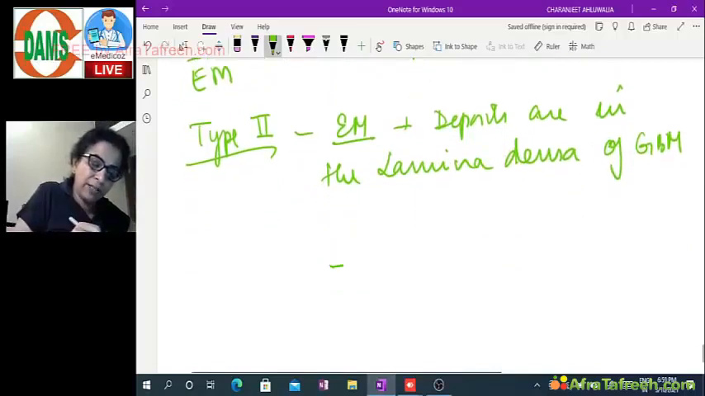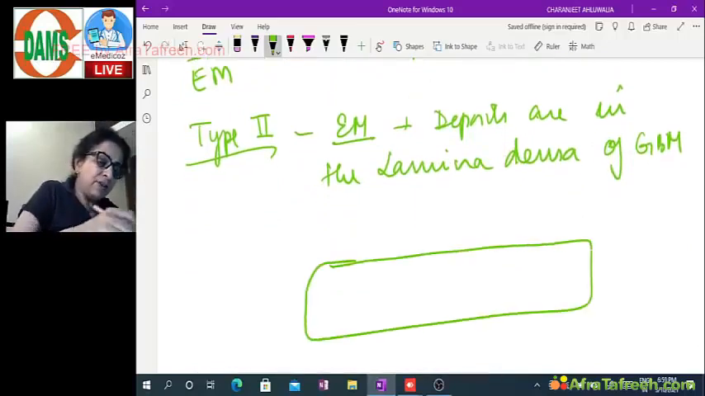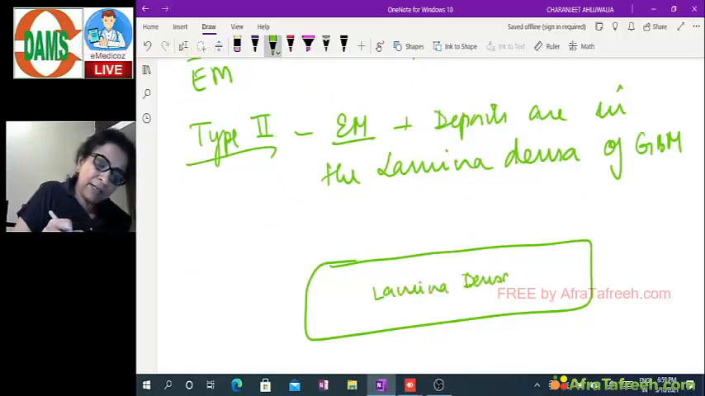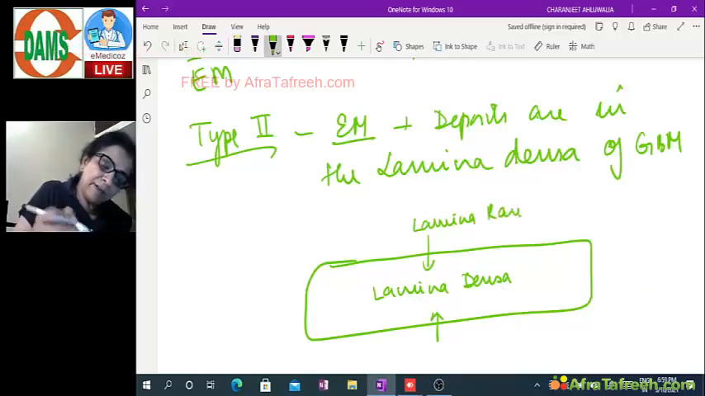Now if you look at the GBM, this is the GBM. The GBM has two parts. The central portion is called the lamina densa, and the peripheral portions of the basement membrane are called the lamina rara. So these are the lamina rara.